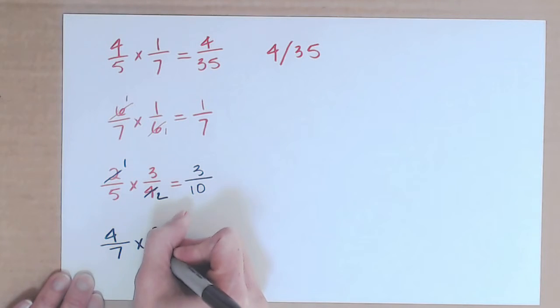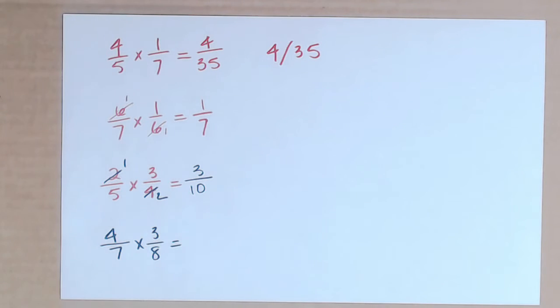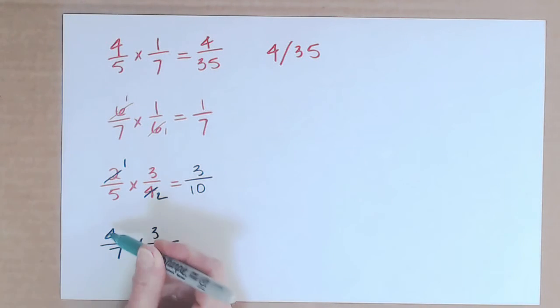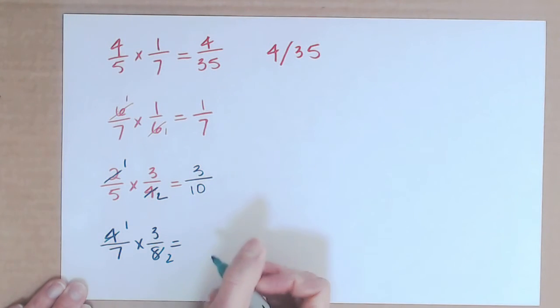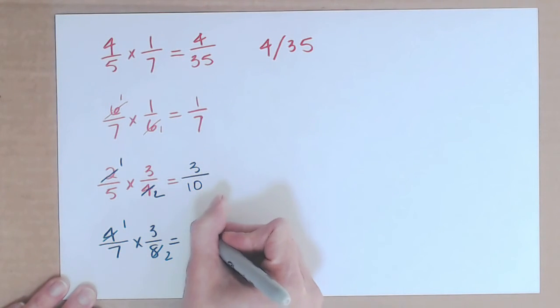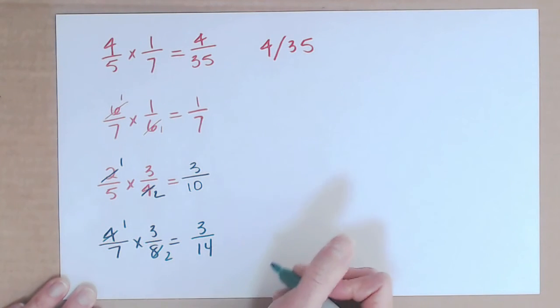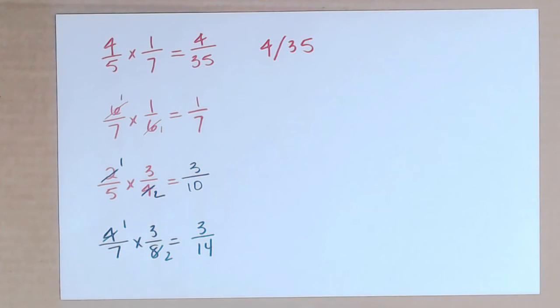Okay, and one more example here. 4/7 times 3/8. Again here I think I would try to simplify if I can in my head first. So I see this 4 over 8 and I think 1 over 2. So I would get 3/14. Okay, that should be a pretty good sample of what you're going to see on the sprint. Hopefully these 2 videos have been helpful. Good luck to you on the sprint.